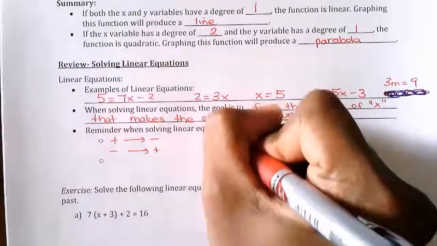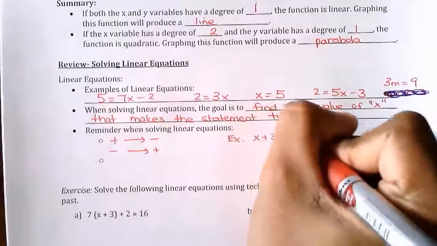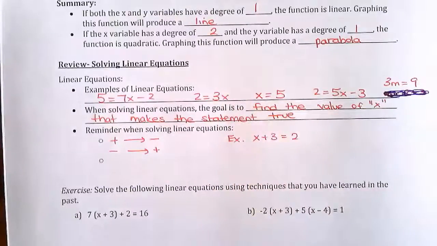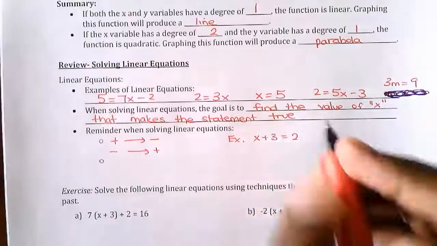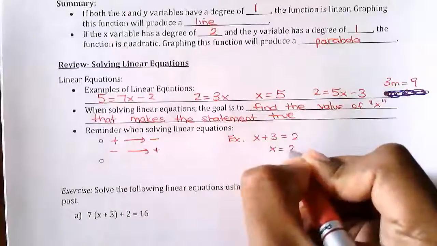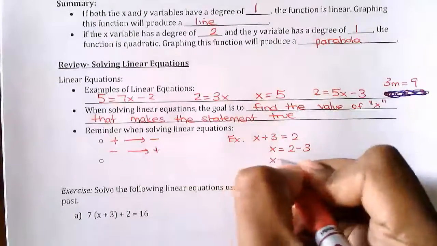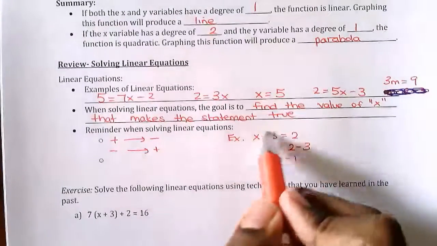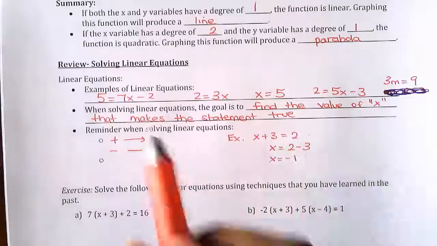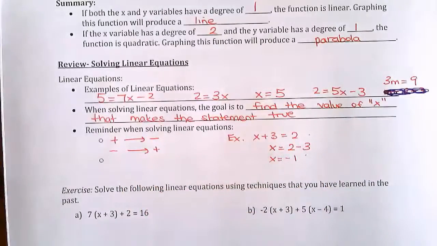So just a quick example of that, if I have something like x plus 3 is equal to 2, in order to isolate for the x, I need to move the plus 3 to the other side. When I move it to the other side, it becomes minus 3, and I know x is equal to negative 1. Okay, so that's what I mean. When there's a plus on one side, on the other side, it'll become a minus. Or if there's a minus on one side, on the other side, it will become a plus.